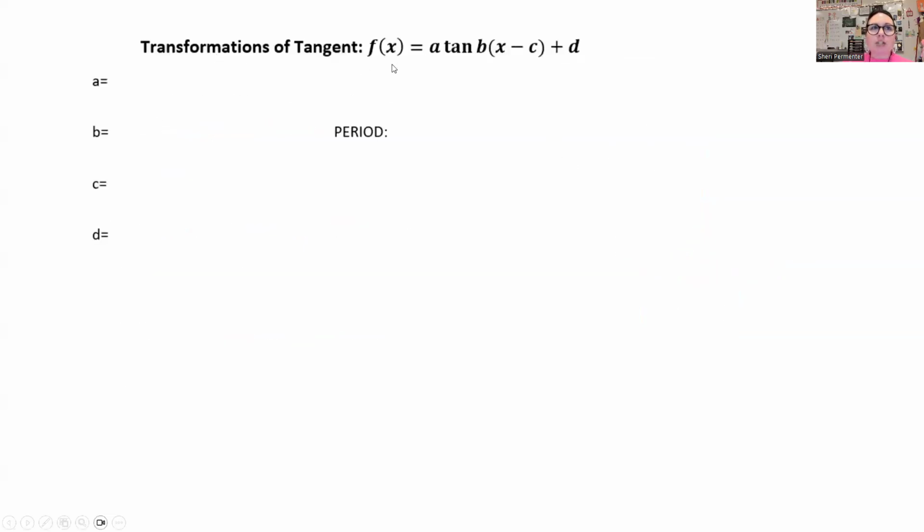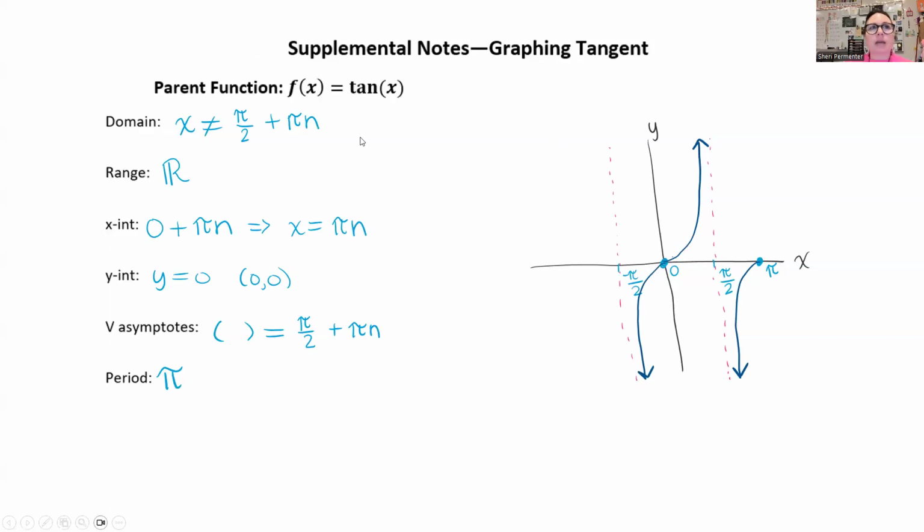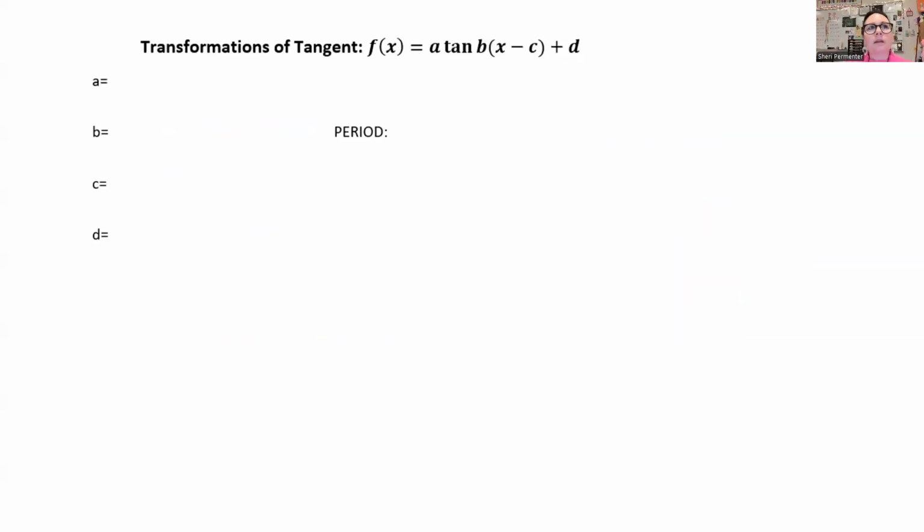So what about transformations? Very rarely are you going to be asked to just graph a boring parent function of anything. They're always transformed in some way: up, down, left, right, stretched, compressed, stuff like that. So for transformations, we need to know the pieces of the equation. I wrote out the equation here. We've got the function of tangent is equal to A tangent B(x minus c) plus d. Each one of those things represents a piece on the graph.